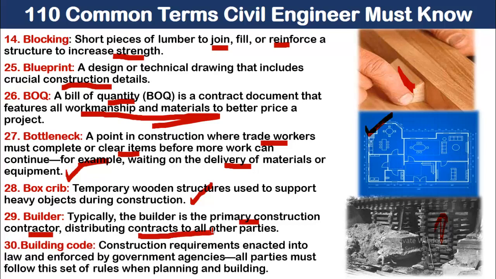Point number 30, building code. Construction requirements enacted into law, enforced by the government agencies. All parties must follow this set of rules when planning the building. Building code is set up by the government agencies for a certain zone or for certain areas, and each and every design should be according to this building code.